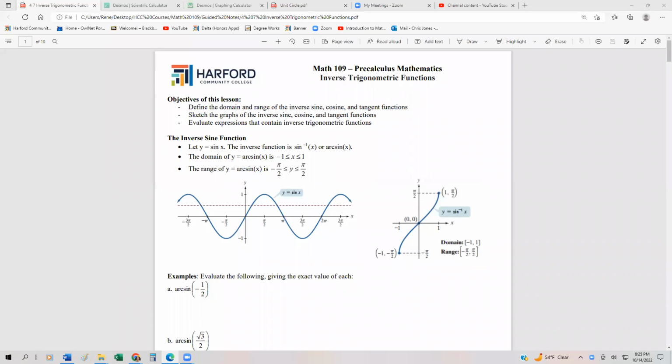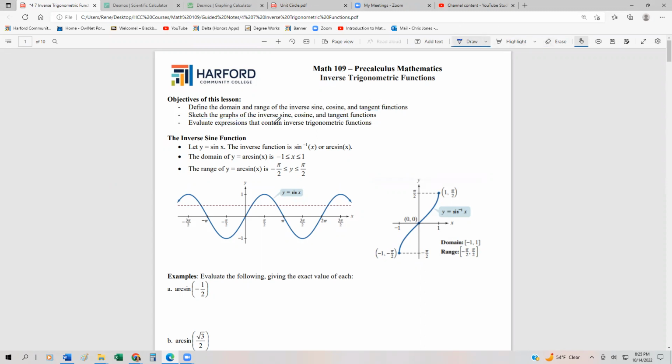In this section, we're going to look at inverse trigonometric functions. In other words, how do we go backwards from the given values of the trigonometric angle? We're going to take a look at the inverse sine, inverse cosine, and inverse tangent functions. We're going to be able to sketch the graphs of those functions, and then evaluate expressions related to our inverse trigonometric functions.